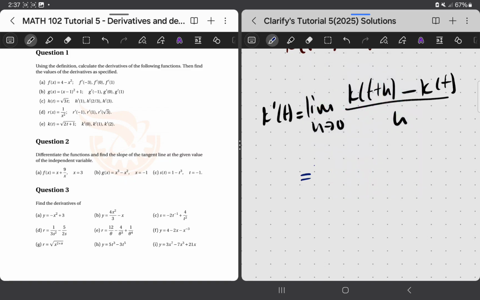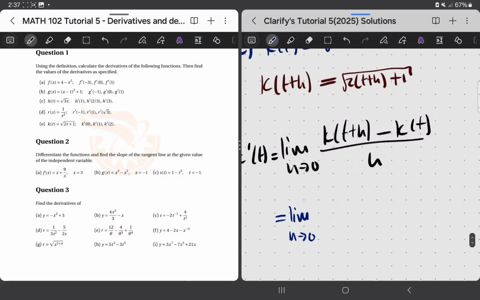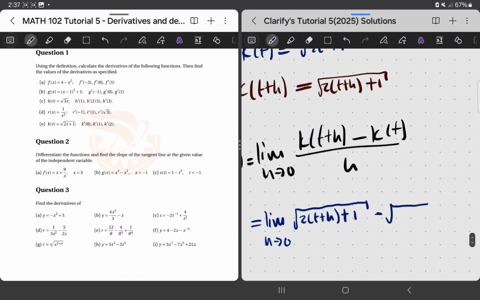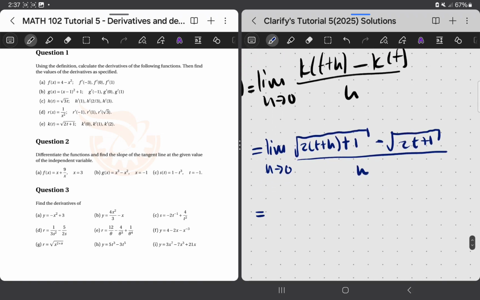So this is just going to be equal to the limit as h goes towards 0 of k of t plus h, which is the square root of 2 of t plus h plus 1, okay? Then we say minus, what is k of t? It is the square root of 2t plus 1, all over h. And what is this going to give us?